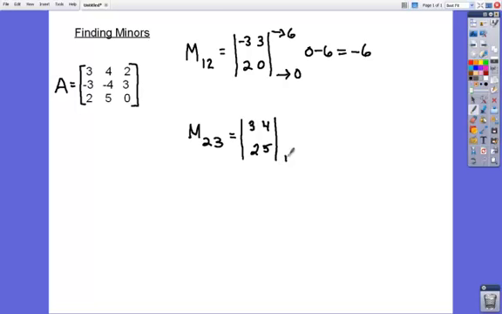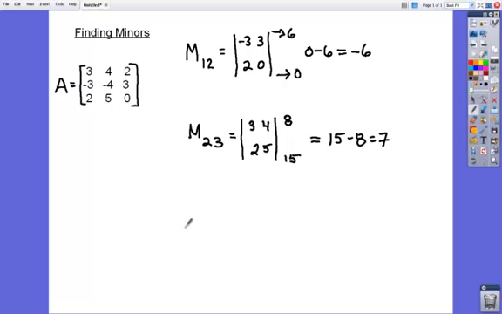So 3 times 5 is going to be 15. That's this diagonal right here. And then 2 times 4 is 8. So the minor, when we eliminate row 2 and column 3, is going to be 15 minus 8, which is 7.